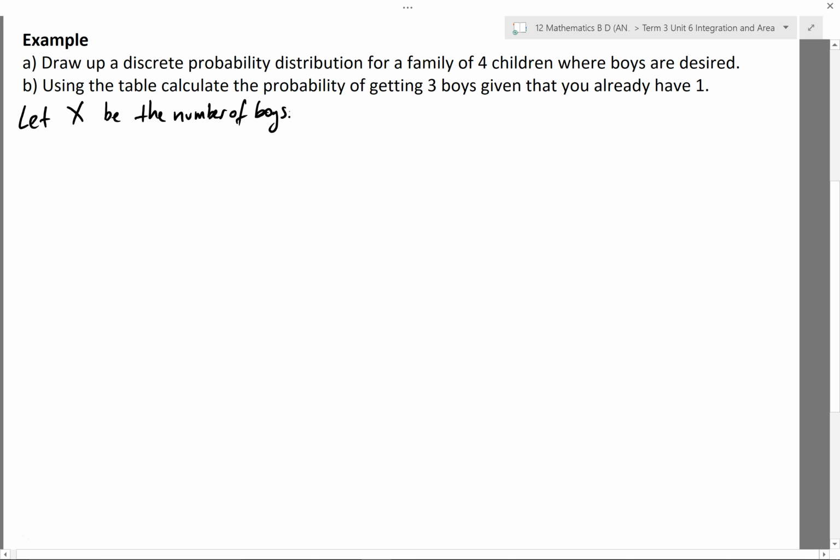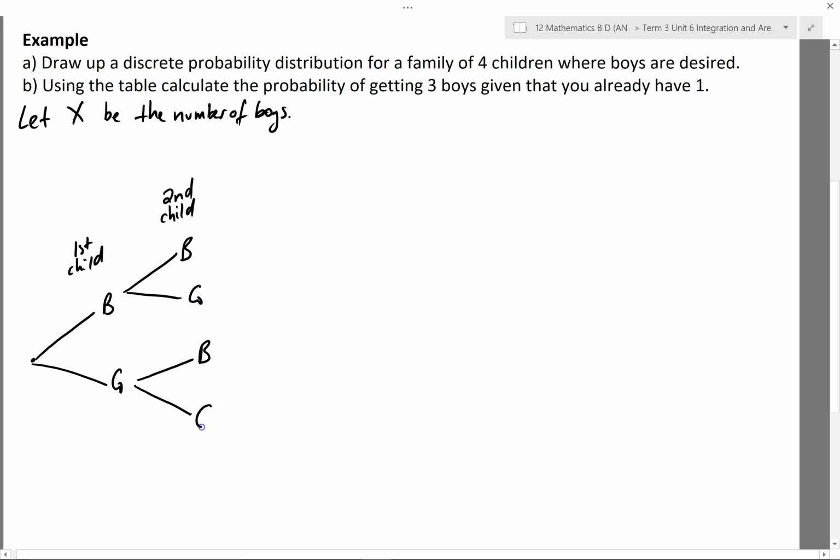I'm going to draw up now a tree diagram to evaluate what's the probability of getting no boys in a family of 4, 1 boy, 2 boys, and 3 boys. So just like in the previous lesson, we're going to have the first child can be a boy or a girl. Remember, since the outcomes of these are equally likely, I don't need to write the probabilities on the branches. And then I'll look at the second child, which can be a boy or a girl. And then I'll do that again for the third and fourth children.